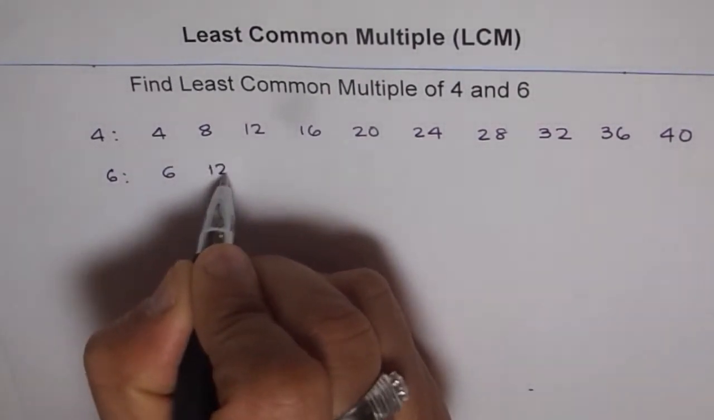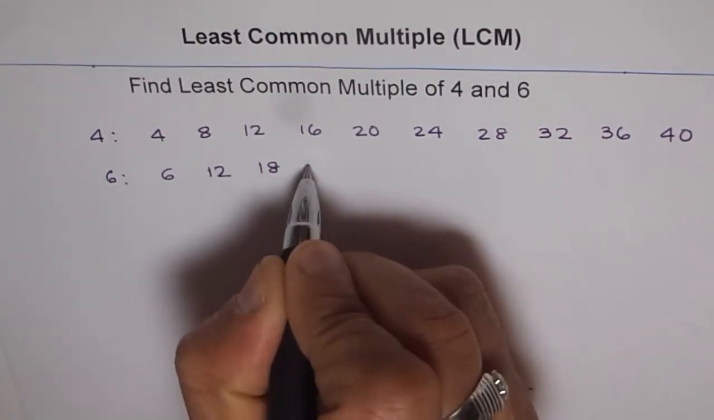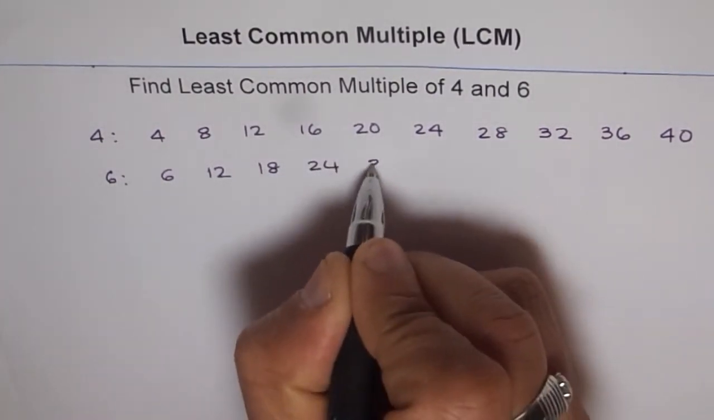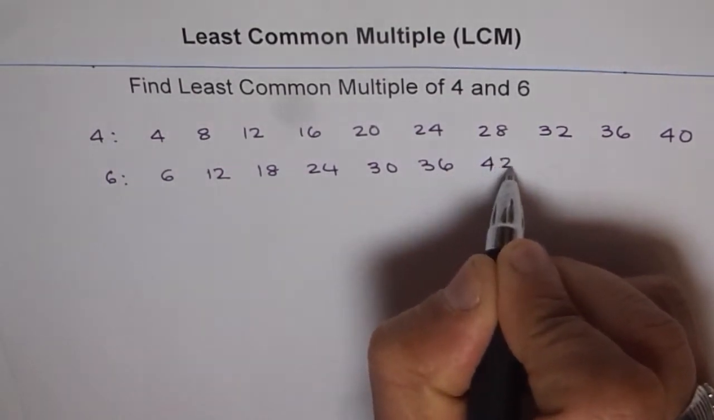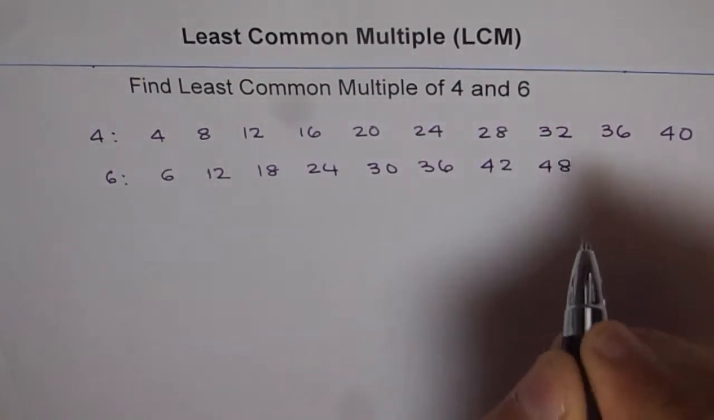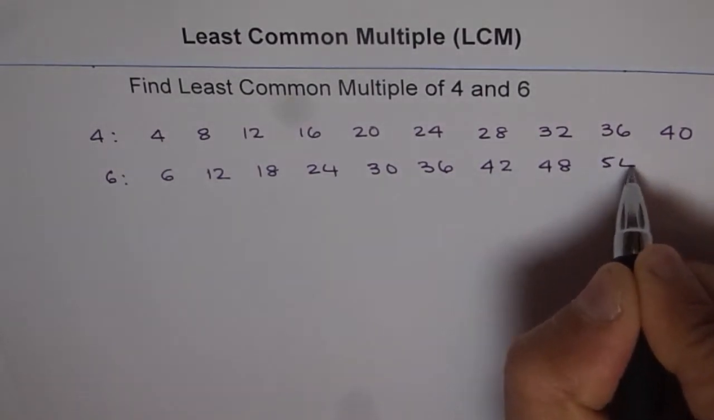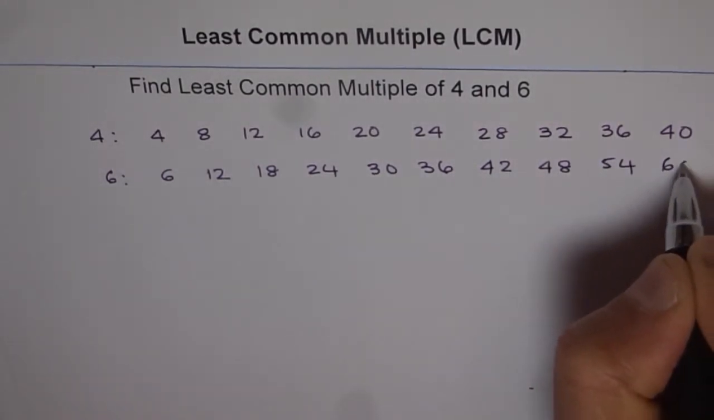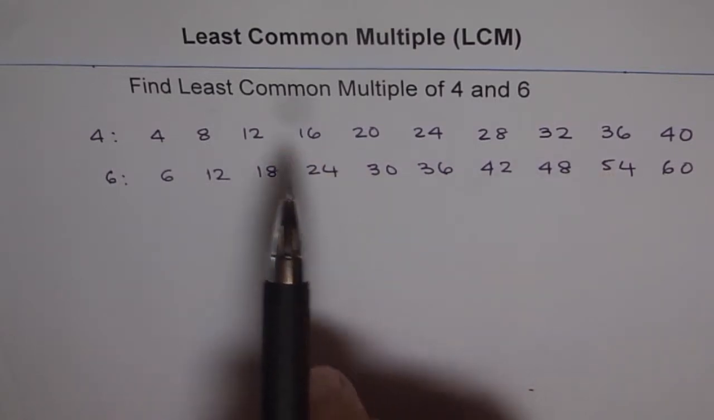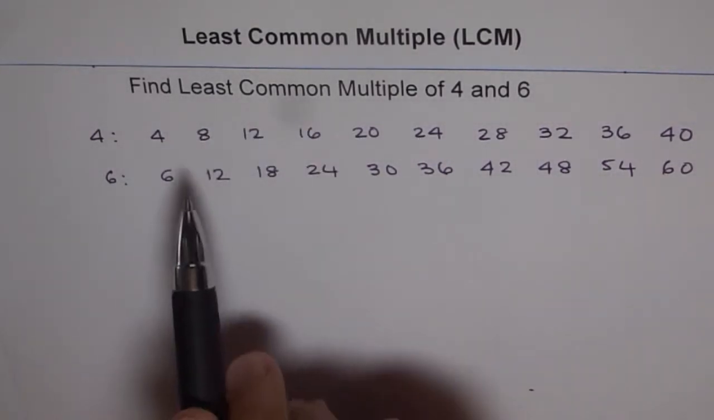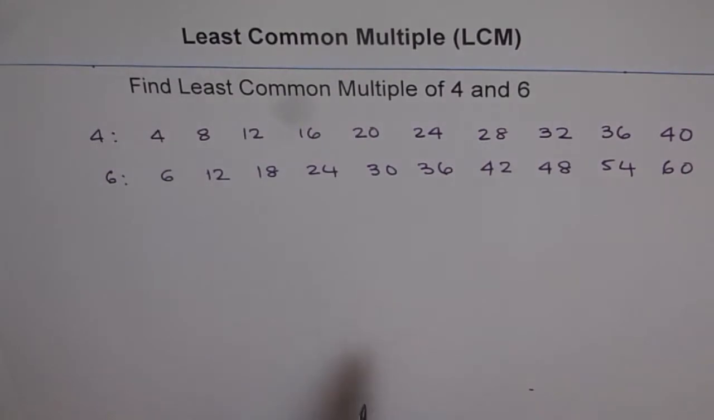6, 12, 18, 24, 30, 36, 42, 48, 54, 60. So we have 10 multiples of 4 and 10 multiples of 6. So that is the first step. When you want to find least common multiple, list the multiples, at least some of them.